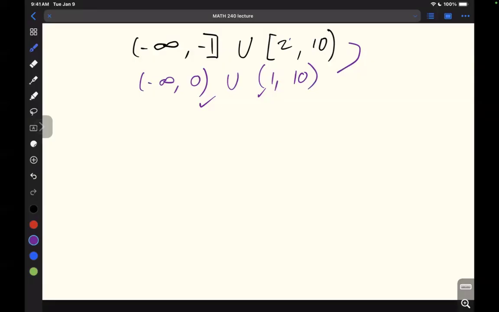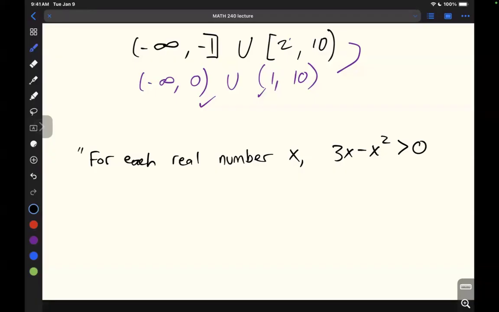So let's see. Let's talk about the sentence: For each real number x, 3x minus x squared is greater than 0. This happens to be false, but let's not worry about that for a second. We're going to talk about how we express this in symbols.